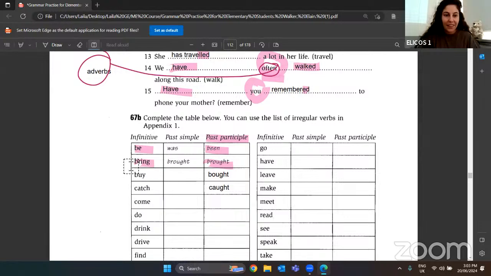Come, came. He has come over. Sorry, it will become. He has come over. Come, he has come. Yeah, but we're not doing the past simple. We just want to do the past participle.